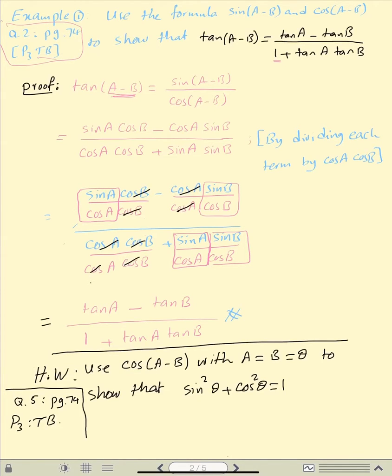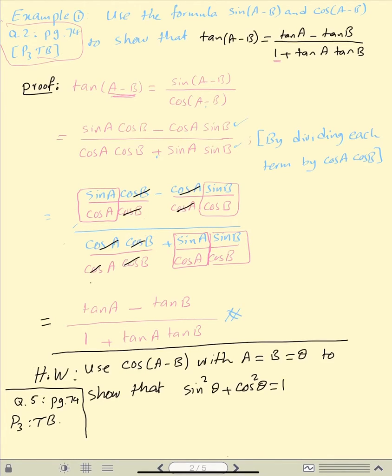Then we write what each one equals. Sine A minus B equals sine A cosine B minus cosine A sine B. Cosine A minus B equals cosine A cosine B plus, remember, in the cosine we oppose the sign, plus sine A sine B.